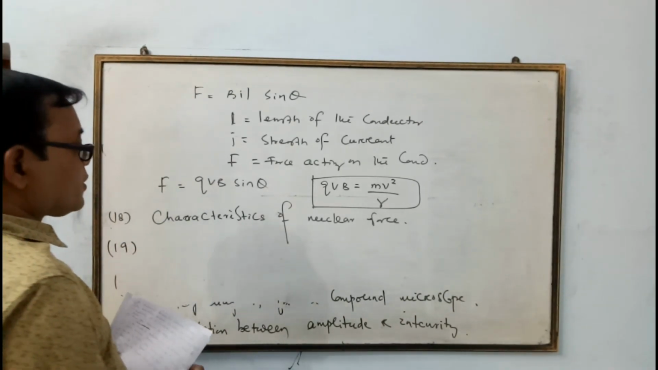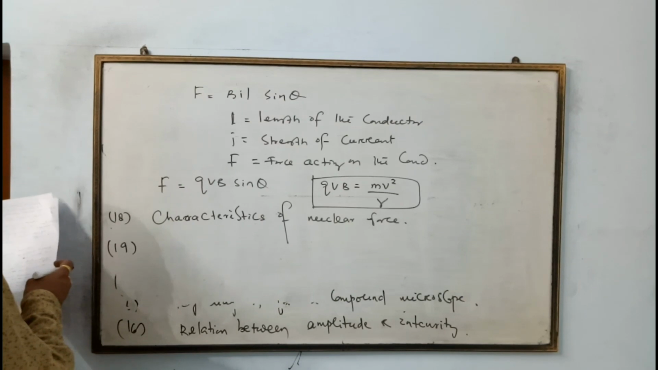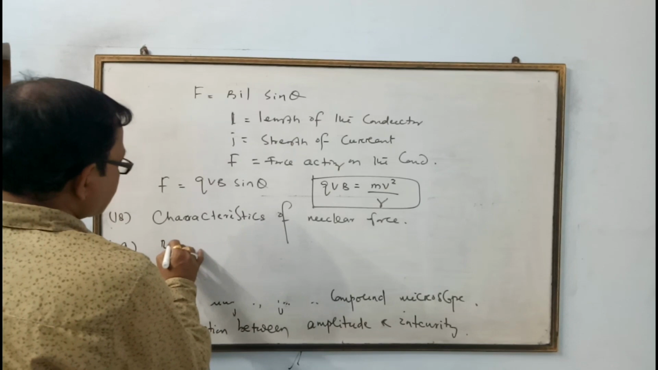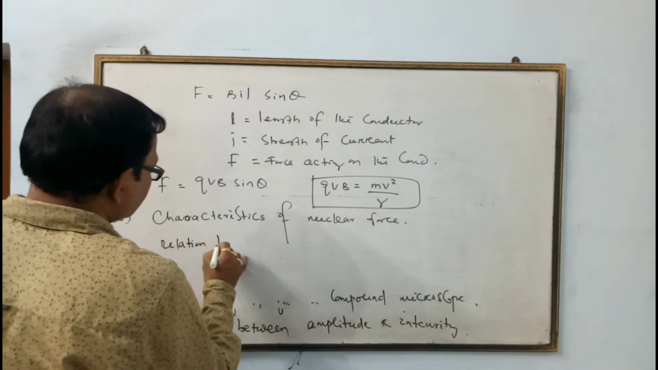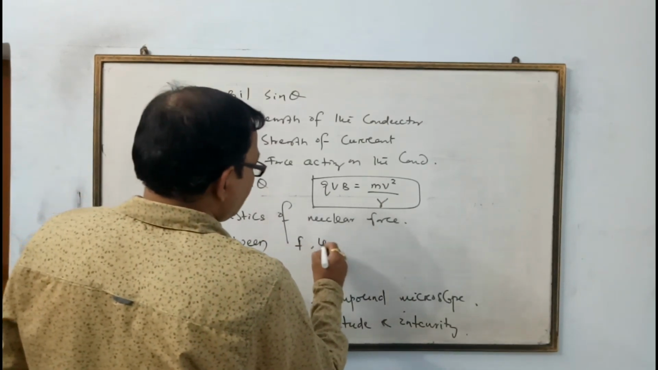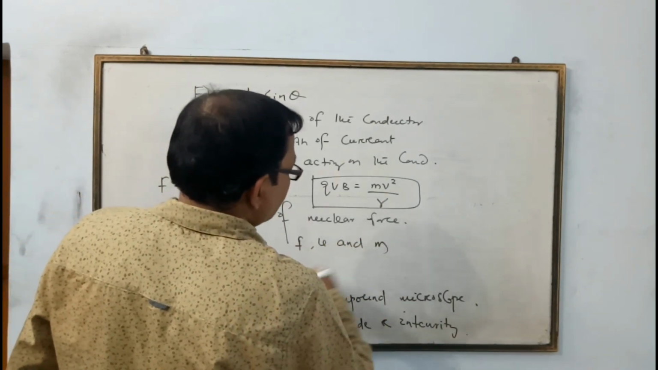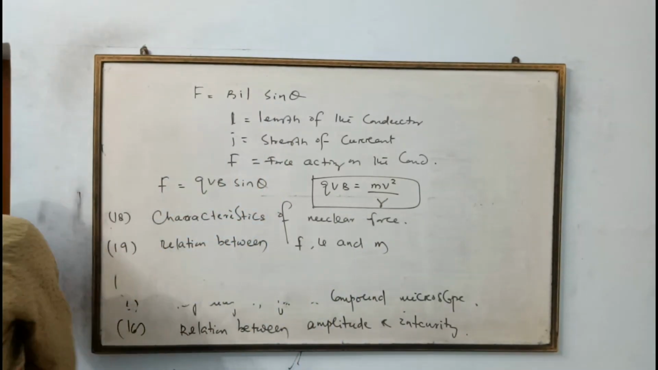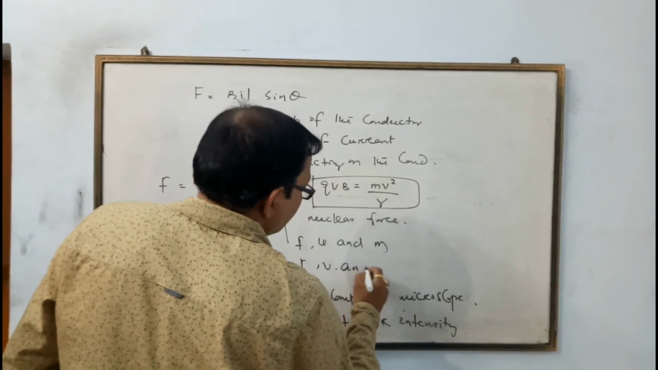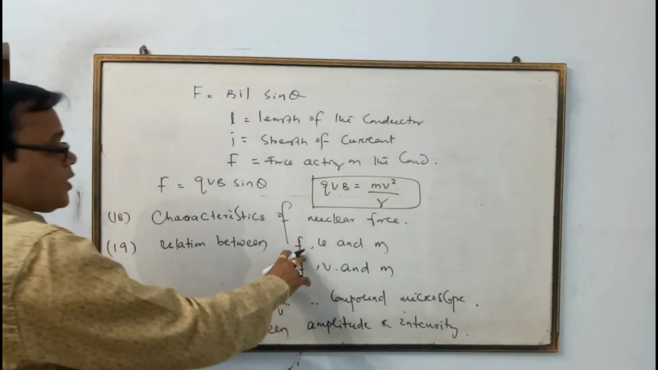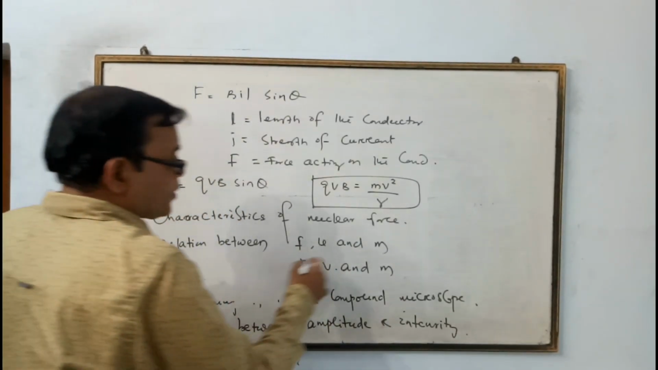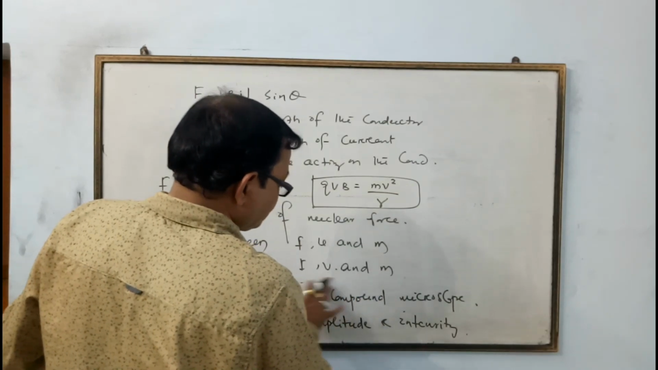Question number 19. The question is the relation between F, U and magnification M, and F, V and M, where F is focal length, U is object distance, V is image distance.